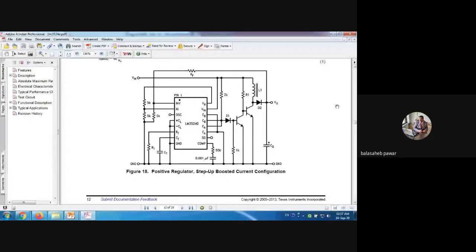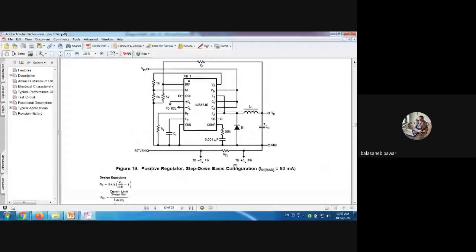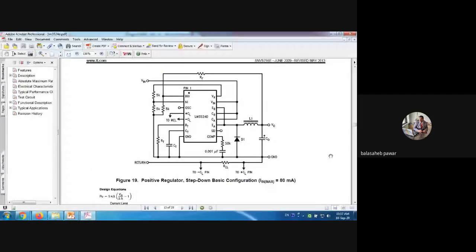Then the next application is mentioned as positive regulator, step down. Actually, we require this one as per our design requirement. We require step down and positive regulator. Okay. So you can prefer this basic diagram also, or one more diagram is given in detail.